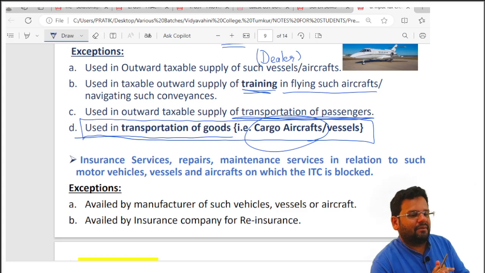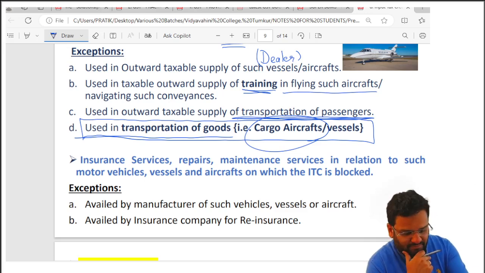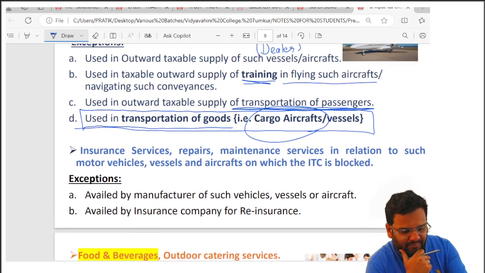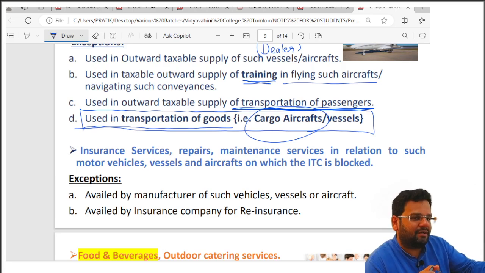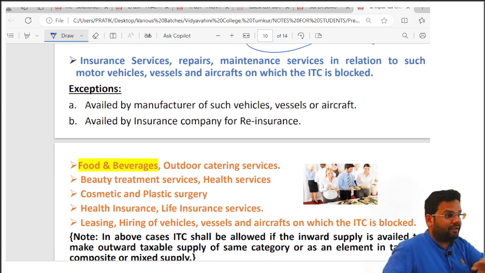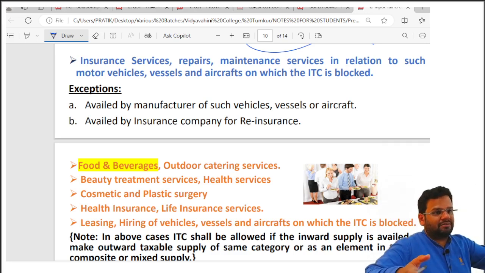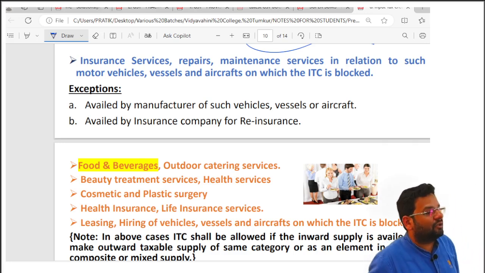Last example, Vistara Airlines. Vistara Airlines purchases aircraft which will act in the fleet of aircrafts. Fleet means there is a huge number of aircrafts which they have. That is called a fleet.